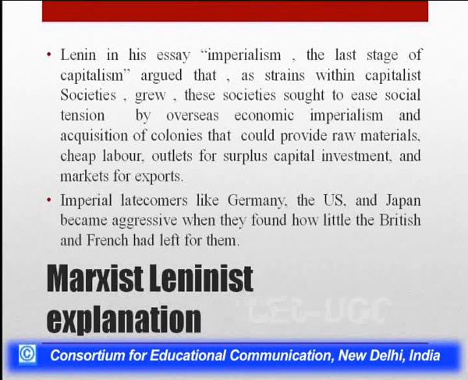Imperial latecomers like Germany, the US and Japan became aggressive when they found how little the British and French had left for them. Well, you see, the Marxist analysis is very easy to understand. What the Marxists try to tell us is why the World War took place. They said it was basically a competition of the imperialist powers, because France and Britain captured most of the colonial areas, and when Germany, Russia and Japan became the most powerful state systems in Europe, America and Asia, they started redistribution of the resources.